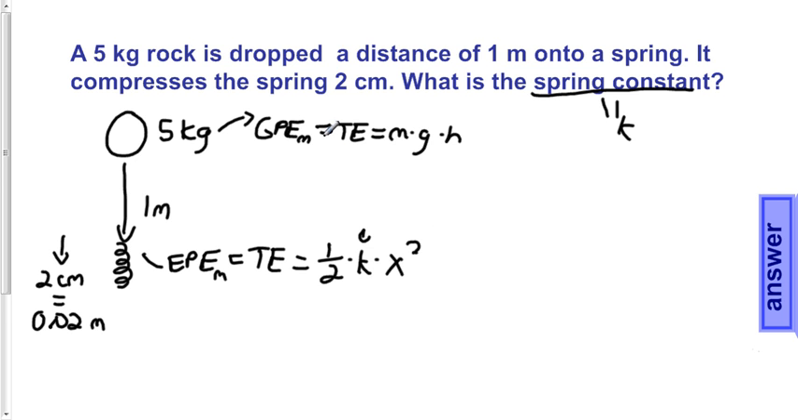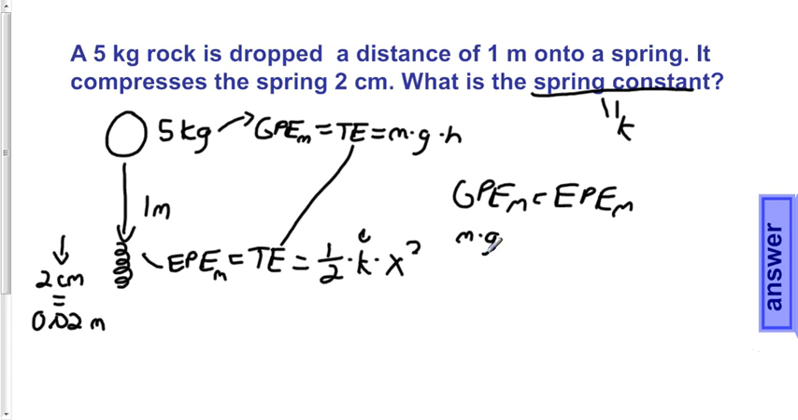Again, because both the max gravitational potential energy and the max elastic potential energy equal total energy, we can algebraically say that the max gravitational potential energy is equal to the max elastic potential energy. If we substitute the formulas in for both equations, we get mass times acceleration due to gravity times height is equal to 1/2 times spring constant K times the distance the spring is compressed in meters squared.